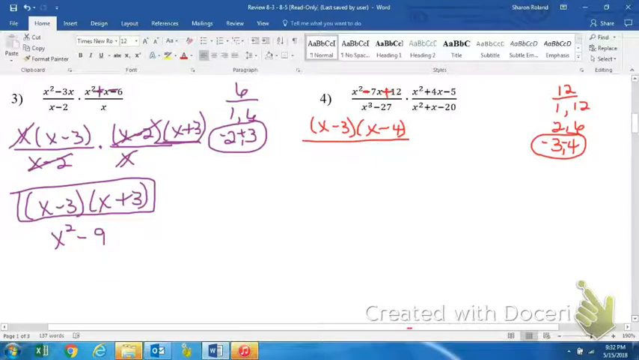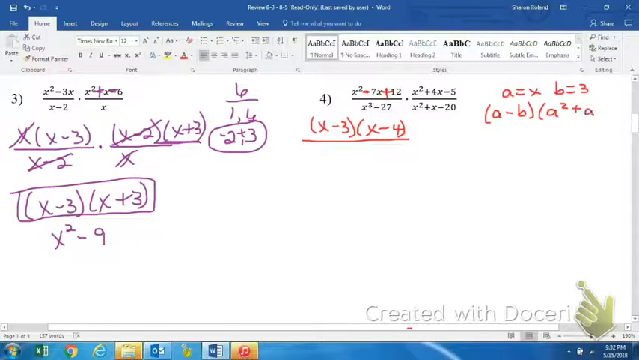Okay, the denominator, let me erase this. The denominator is the difference of cubes. In that formula, it's just the formula. A is x, and b is 3 in this case. And so you just fit it into this formula. It's a minus b times a squared plus ab plus b squared.